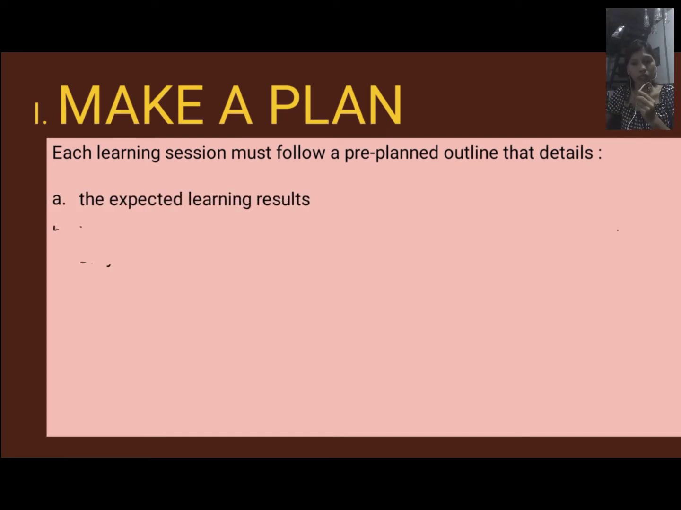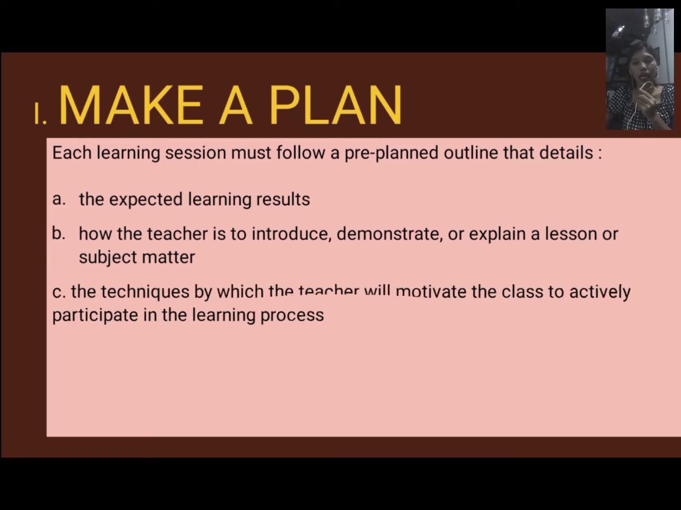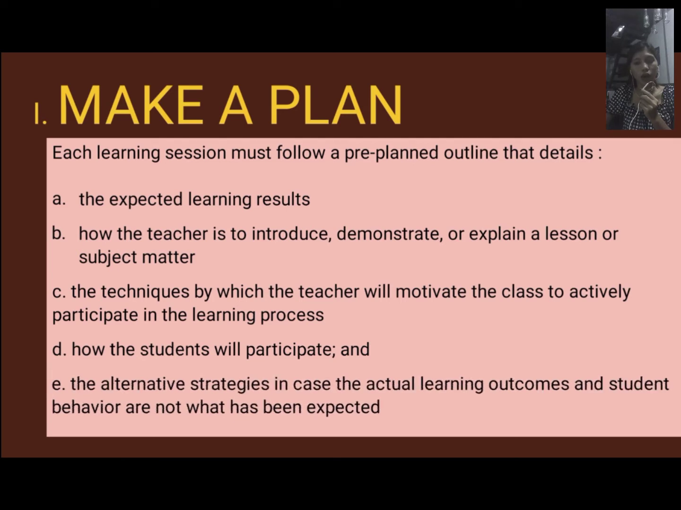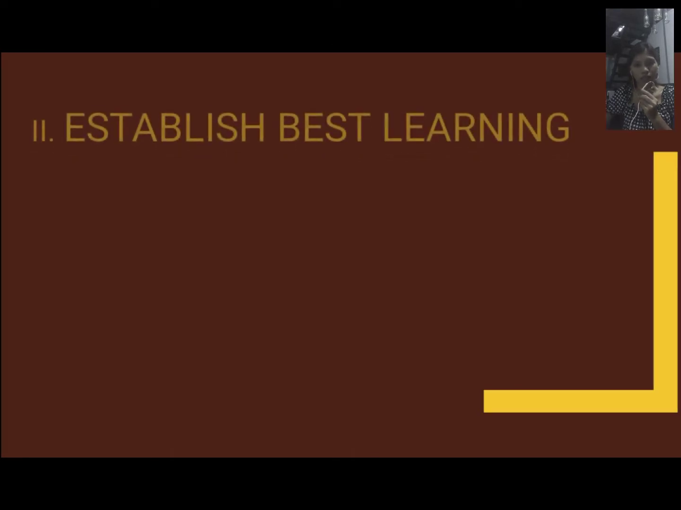A. The expected learning result. B. How the teacher is to introduce, demonstrate, or explain a lesson or subject matter. C. The techniques by which a teacher will motivate the class to actively participate in the learning process. D. How the students will appreciate it. And the last one is E. The alternative strategies in case students' behavior is not what had been expected.